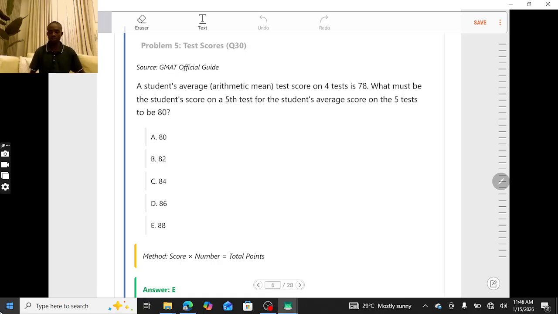So the total test will be 5. It's going to be 4 plus 1 is 5. So the only variable you are looking for there is that average. Yes. Okay. Let's move on.